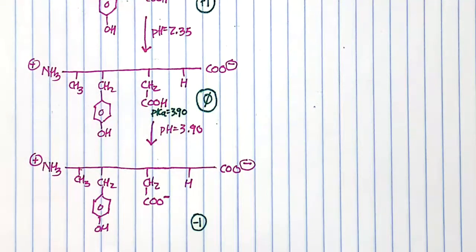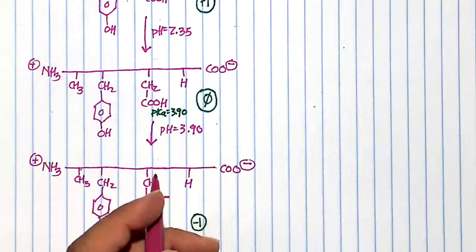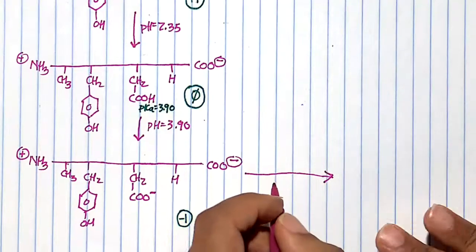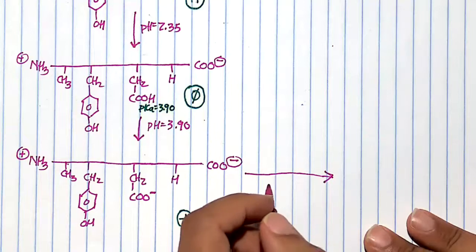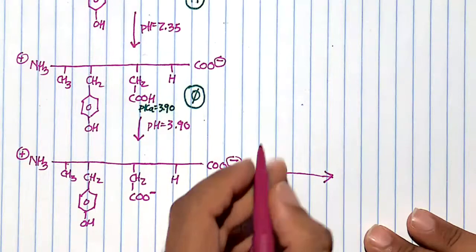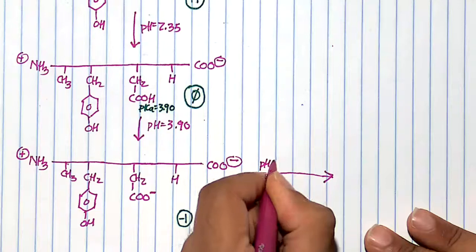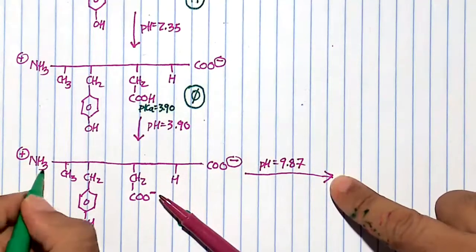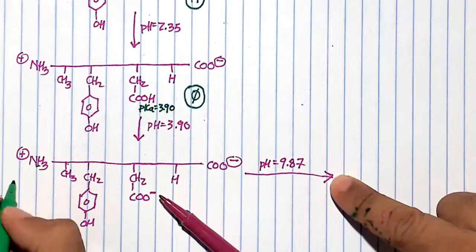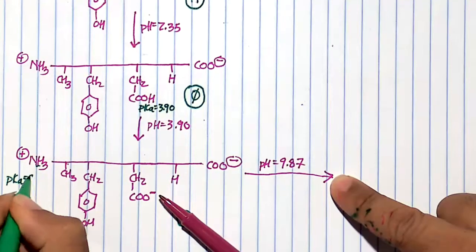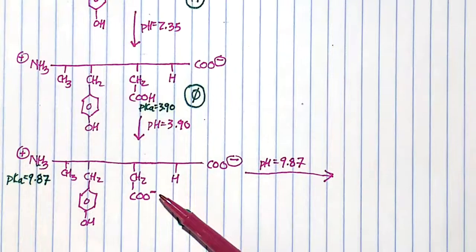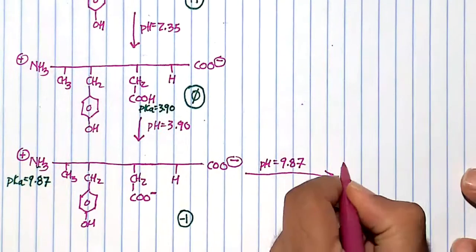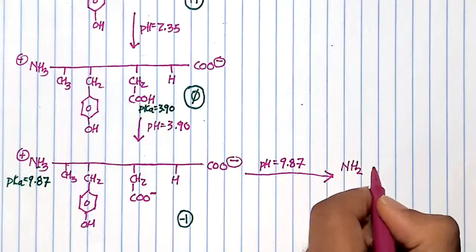What's the next proton to come off? According to my flashcards, the next one that will come off will be at a pH of 9.7, because this proton, one of the protons in the alpha amino group, has a pKa of 9.87. So when that happens, this proton begins to come off, and you'll get this structure here.